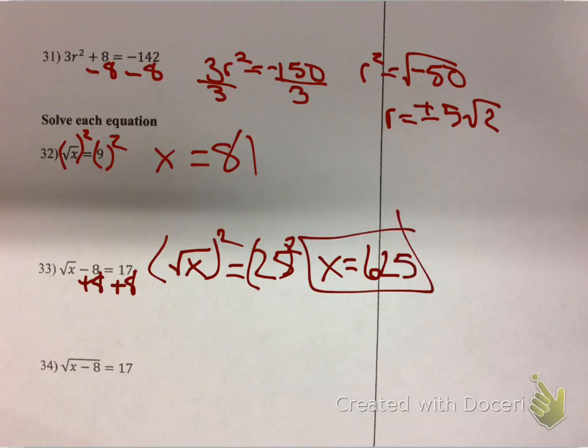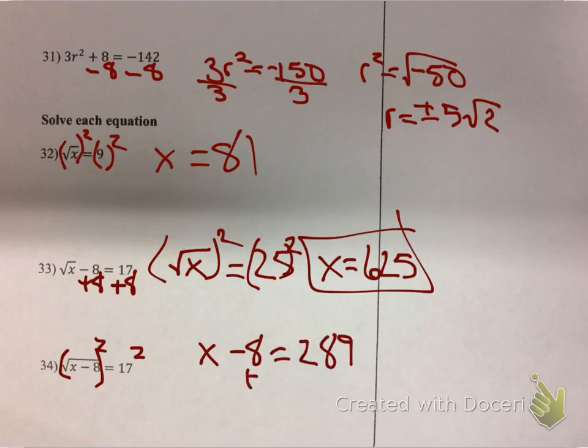But notice here, this square root is by itself. The -8 is part of that square root. So I want to square this, and I'll have x minus 8 equals 289. And then I can add 8 to that to get x equals 297.